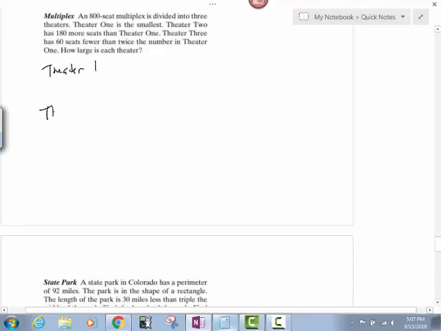Theater 1, Theater 2, Theater 3. Okay. All right. So, when I start reading right here, Theater 2 has 180 more seats than Theater 1. I don't know how many seats are there. We're going to call it X. Theater 2 has 180 more than Theater 1. So that's going to be X plus 180.